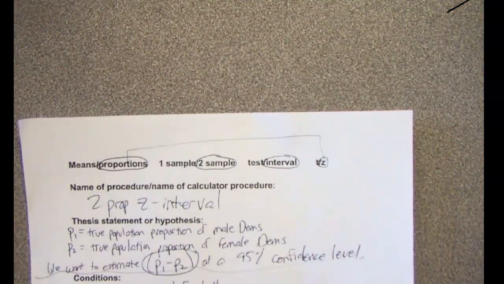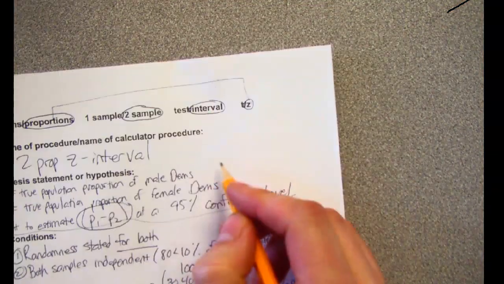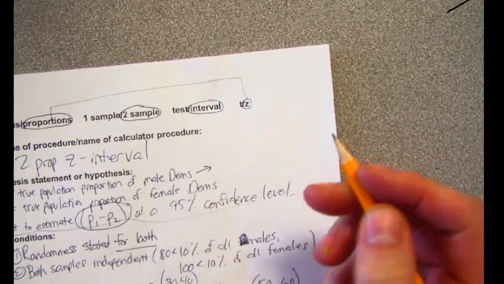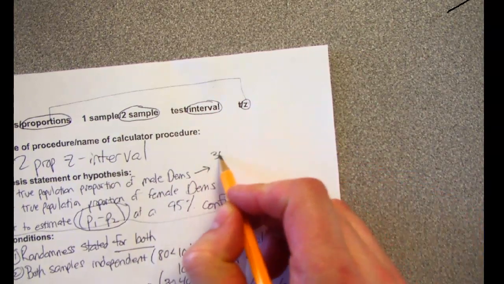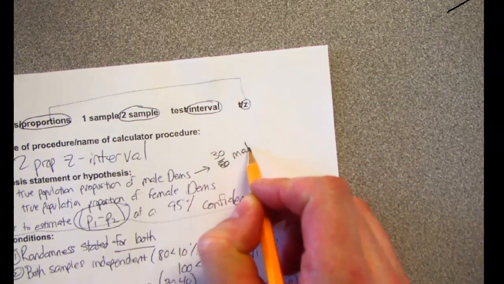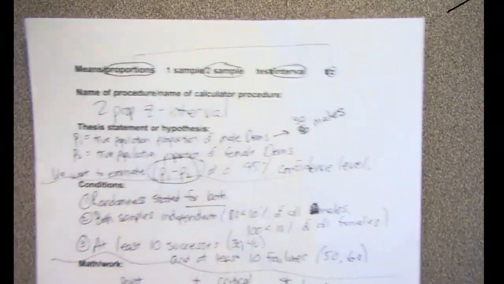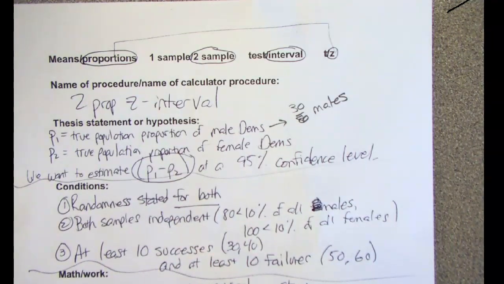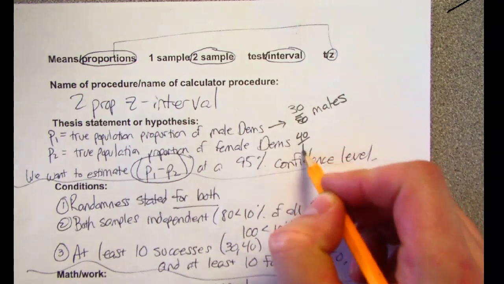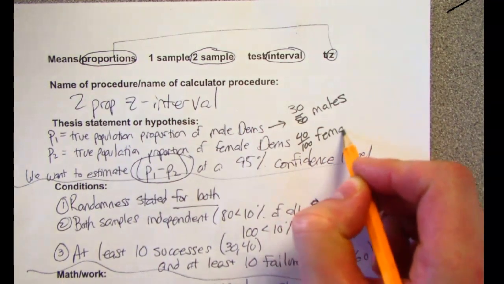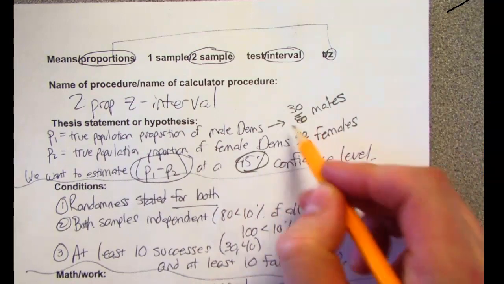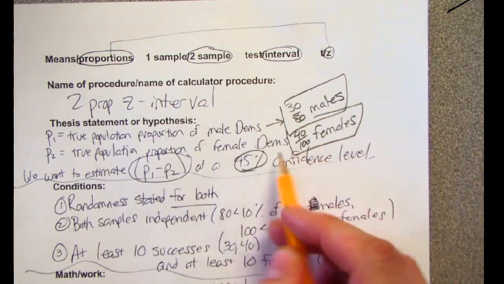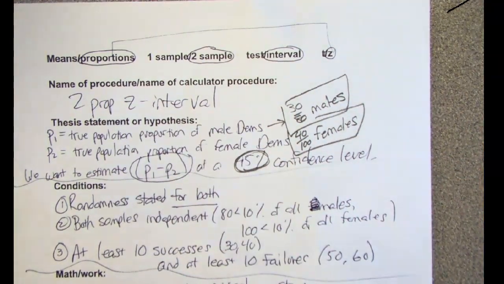So the example that we did in class, we said we had 30 out of 80 males in a sample that we have made up voted Democrat, and 40 out of 100 females voted Democrat. So the problem gave you this information, and then asked you to make a 95% confidence interval.